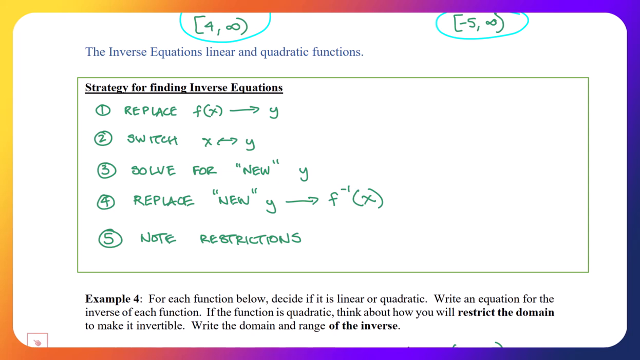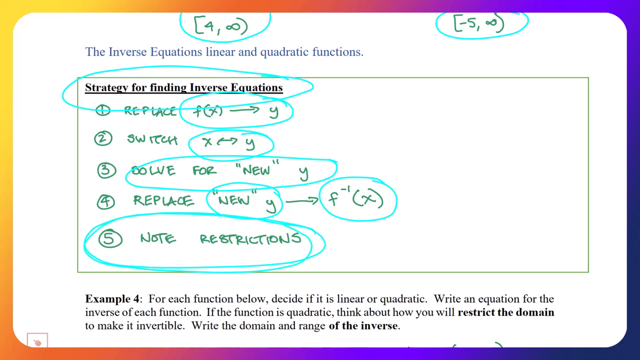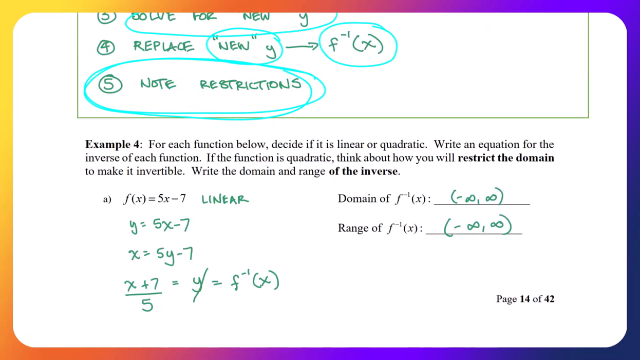In review, to find the inverse equation, replace f of x with y, switch x and y, solve for the new y, replace the new y with the inverse function. I call it the new y so that you won't just replace y with f of x again. It's not the same y. And then if there are any issues with the horizontal line test, we will note restrictions.